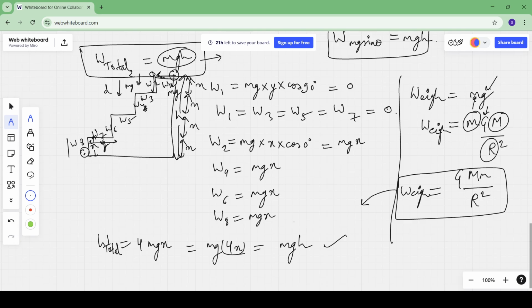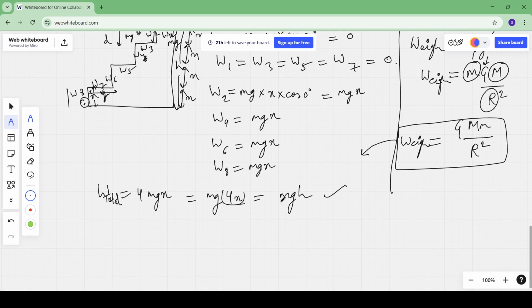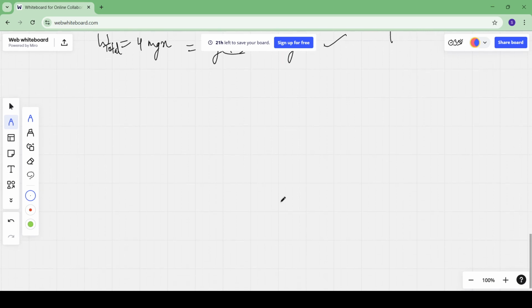So we have talked about gravity as a conservative force, and we have already shown it. I think the things are clear to you, and I hope you now have a much clearer concept about conservative force.